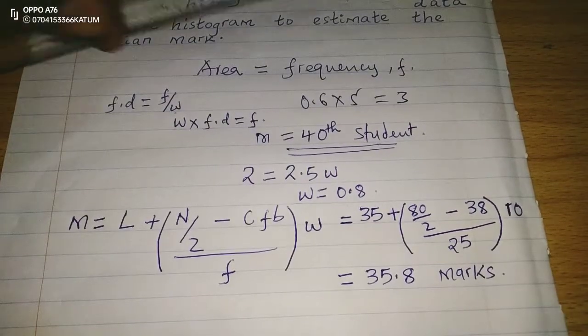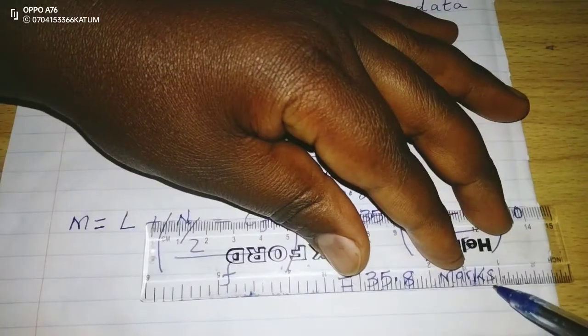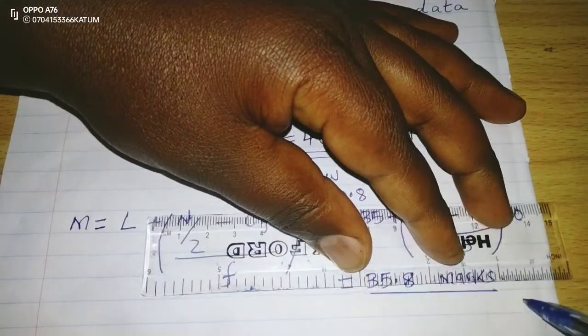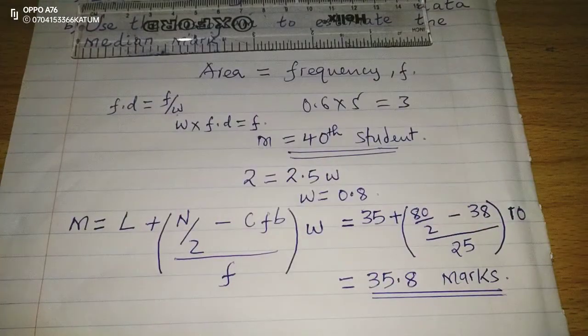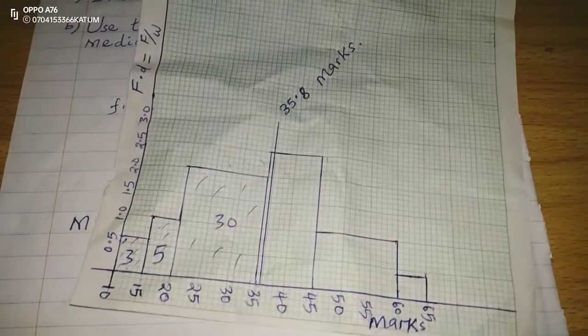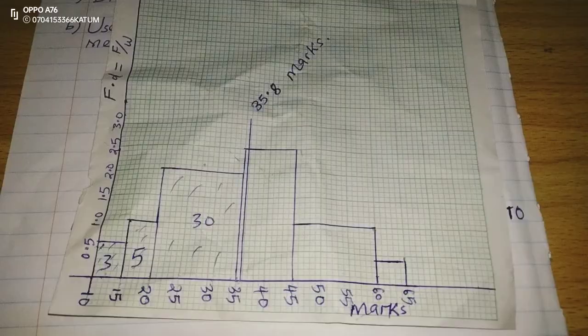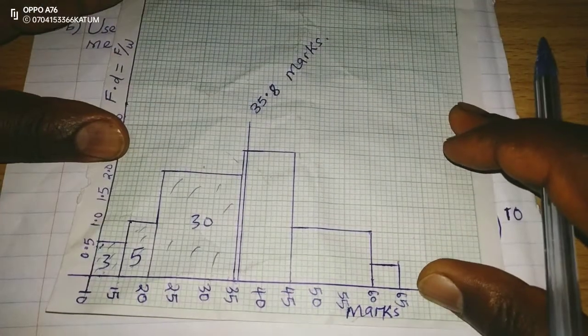So the median mark is 35.8. We have confirmed the same figure we've gotten from the histogram with the figure we are getting from the calculation using the formula.